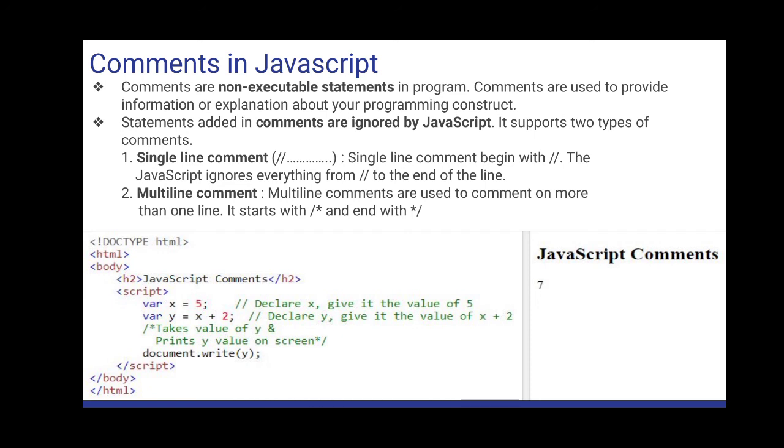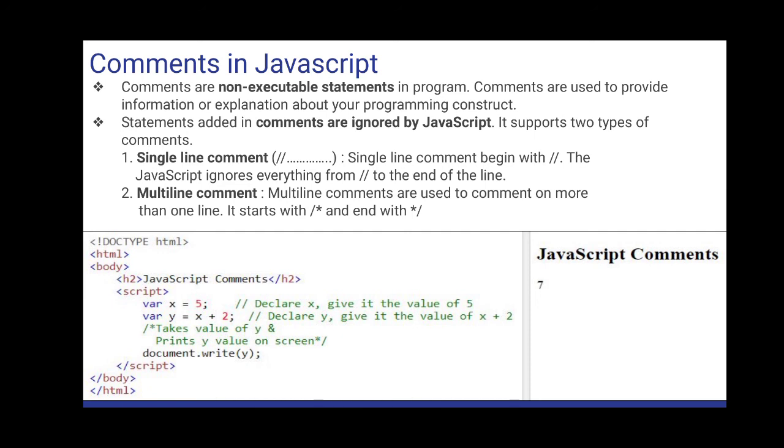Declare y, give it the value of x plus 2. This is again a single line comment. Now below you can observe I am giving a multi-line comment. How is it given? Slash star, whatever text I have to give, and at the end star and slash. This particular part will be treated as a multi-line comment. So this is how you can give a single line comment and a multi-line comment.